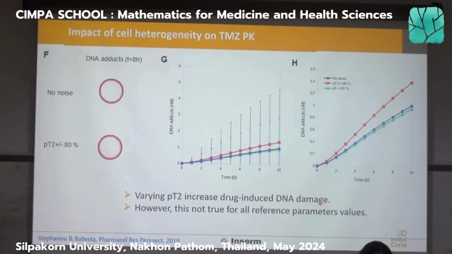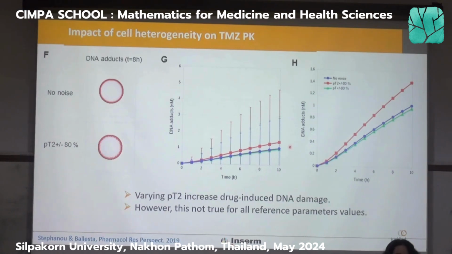So now again what I'm showing is the DNA damage here, but now the colors are not the same, so be careful. The blue is the former case where there is no variability between cells. Cells are all the same. The red is when you have variability between cells, but only for the efflux, for PT2. And the green is when you have variability among the cells, but only for the uptake. And this is the zoom without the error bars.